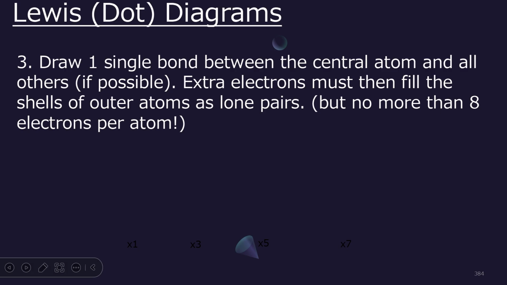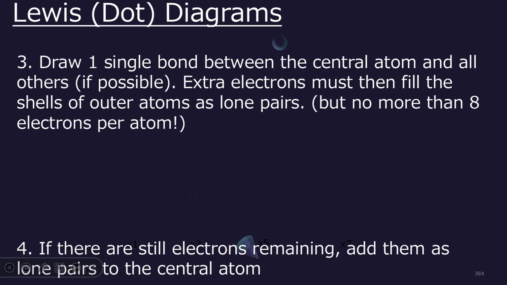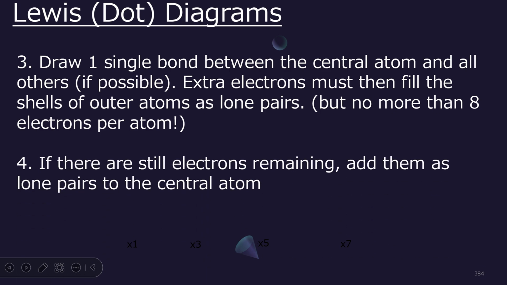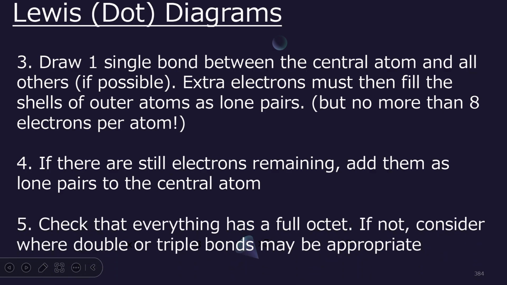Extra electrons must then fill the shells of outer atoms as lone pairs, but remember, no more than 8 electrons per atom. That's the octet rule. If there are still electrons remaining, add them as lone pairs on the central atom. Then check that everything that should have a full octet has one. If not, consider where double or triple bonds may be appropriate.